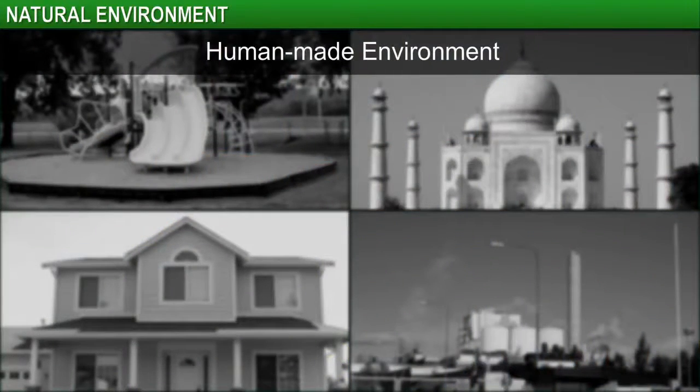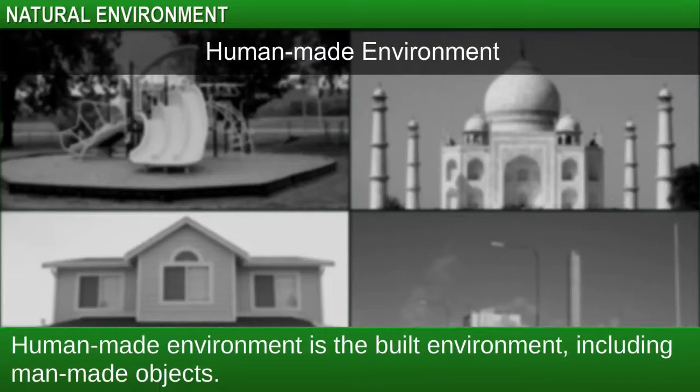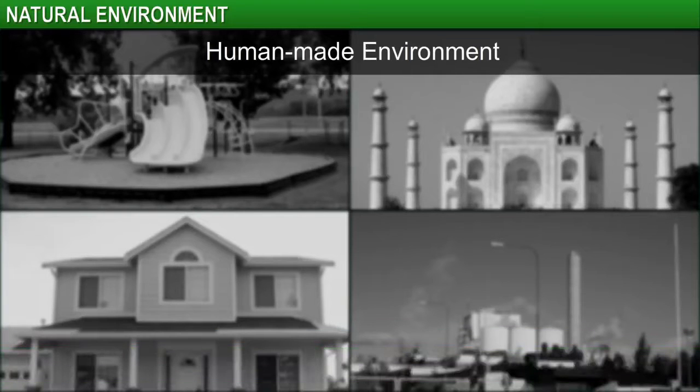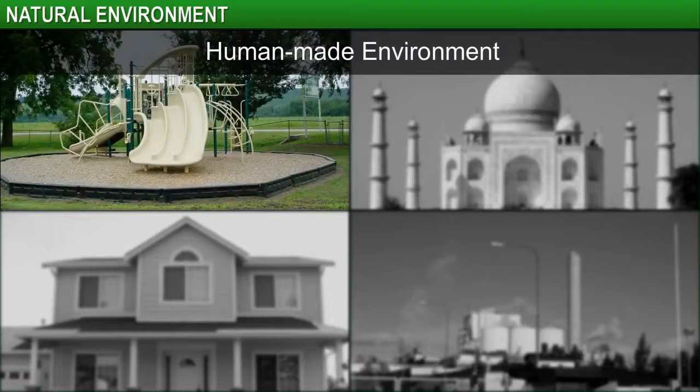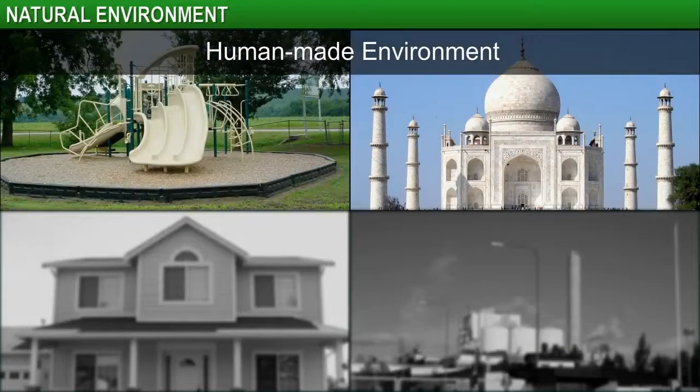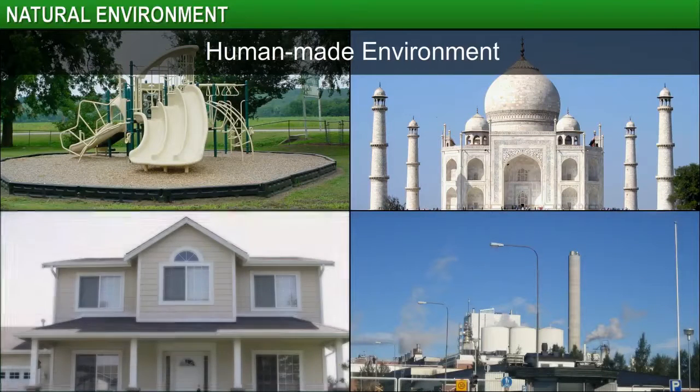Human-made environment, as the name suggests, is the built environment. This includes the components of the environment strongly influenced or built by human beings. All man-made objects form the human-made environment. Parks, monuments, industries, houses are all examples of human-made environment.